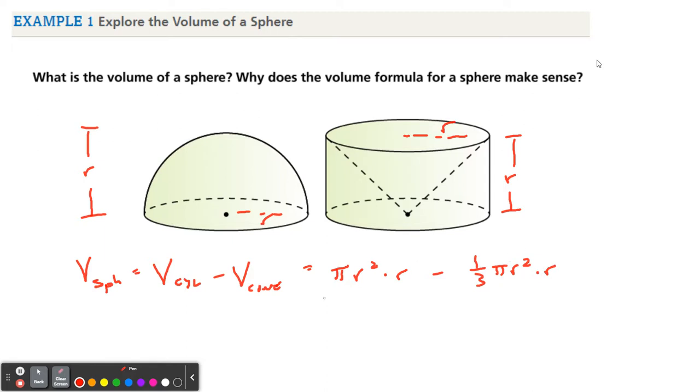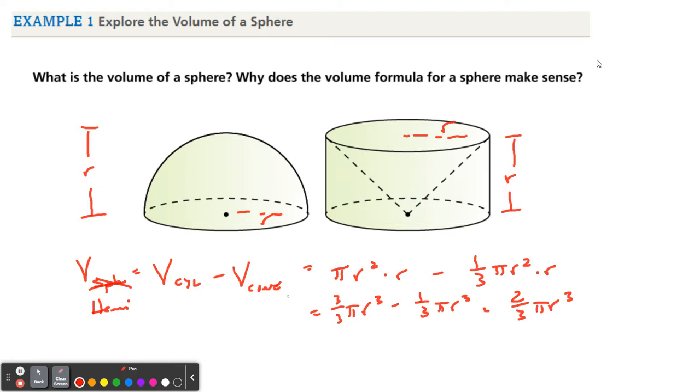And now we're just going to simplify this, right? So this equals pi r cubed minus 1/3 pi r cubed. We're going to make this so it can combine, 3/3. So this becomes 2/3 pi r cubed. But now again, I should not have put volume of a sphere here. This is the volume of a hemisphere.